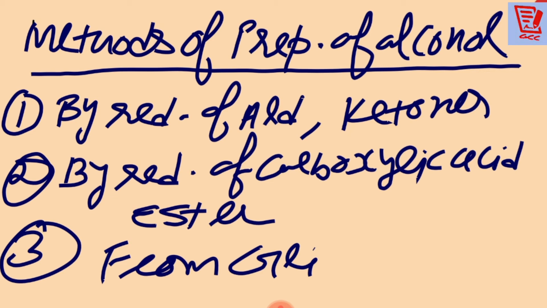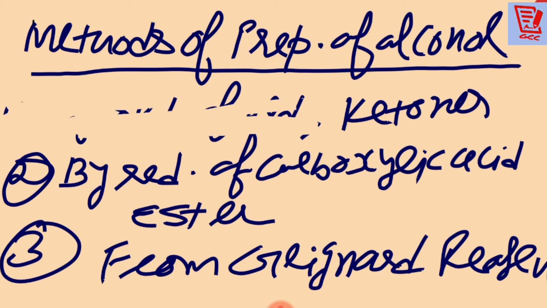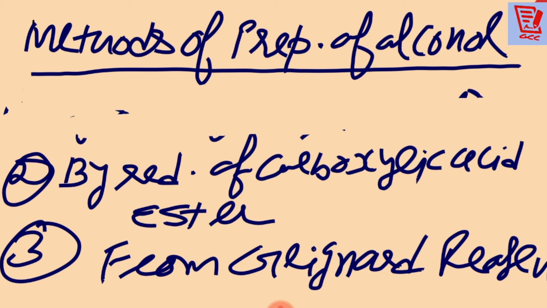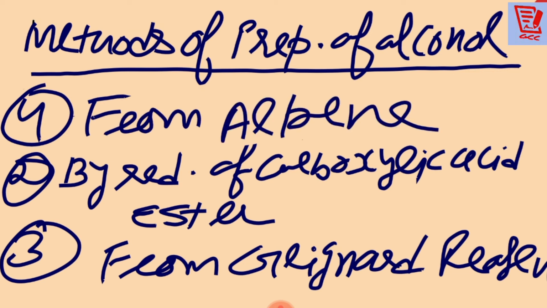Then number three is from Grignard reagent. Clear? And the last one, number four, is from alkene. Clear? So these four methods are there that we have to do for the preparation. Now, number one is what we are going to do first.